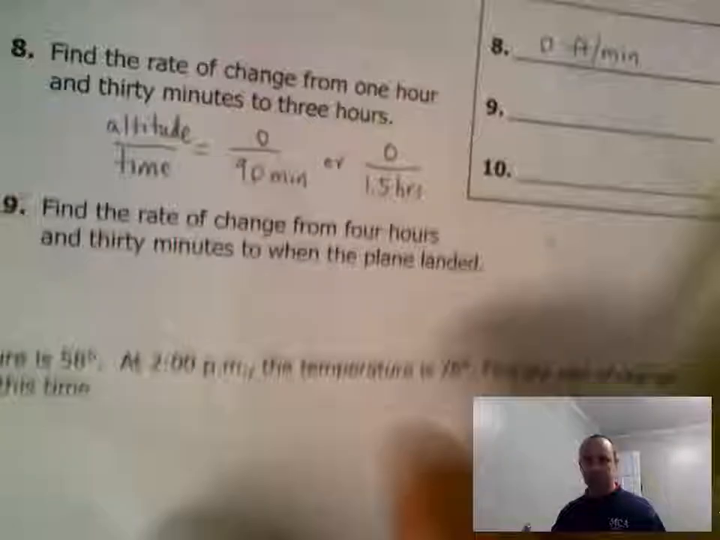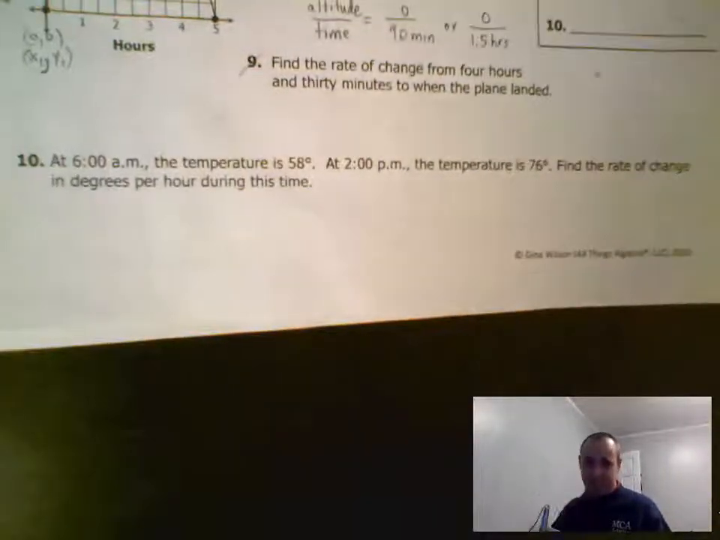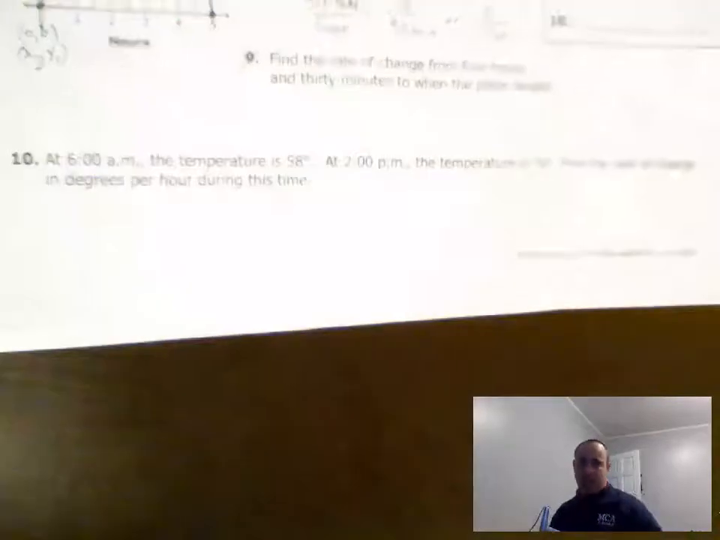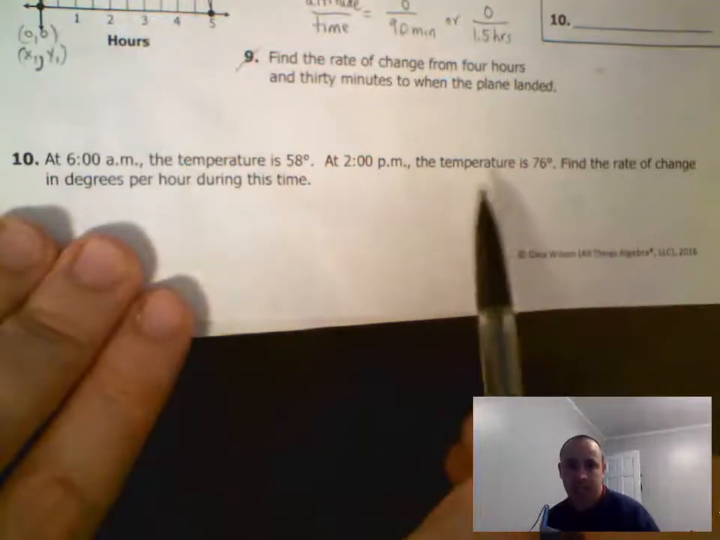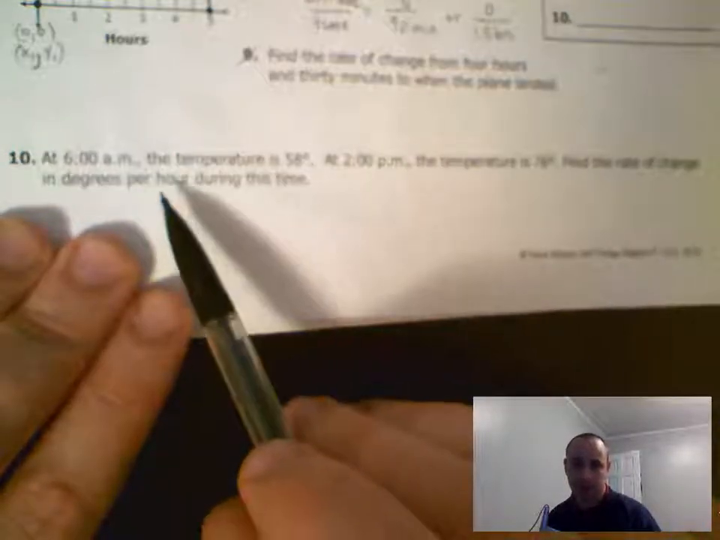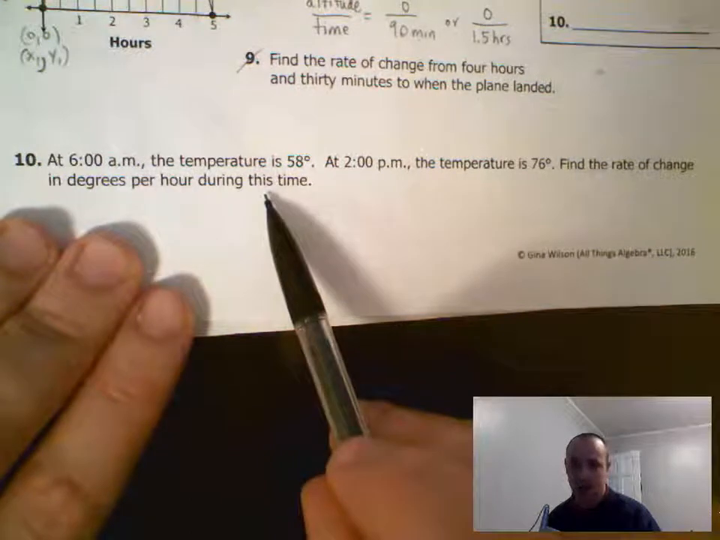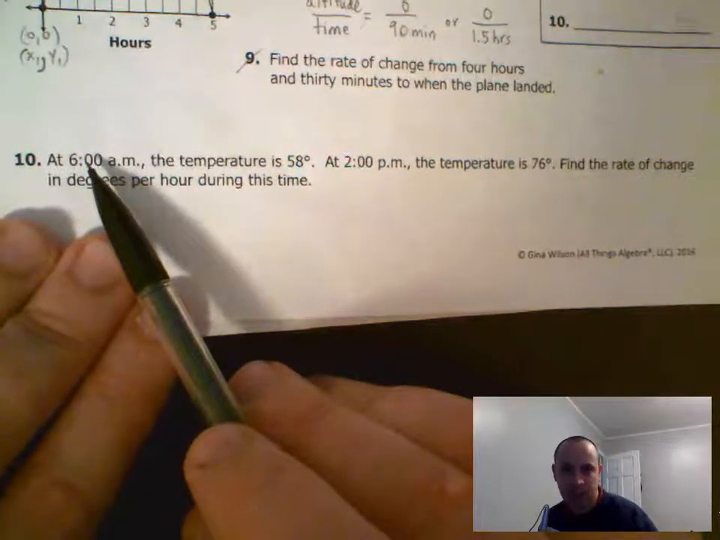Okay, number 10. Shout out here to Zohara. She asked a great question on this one in terms of the time. At 6 a.m., the temperature is 58 degrees. At 2 p.m., the temperature is 76 degrees. Find the rate of change in degrees per hour. Okay, so how many hours was this?